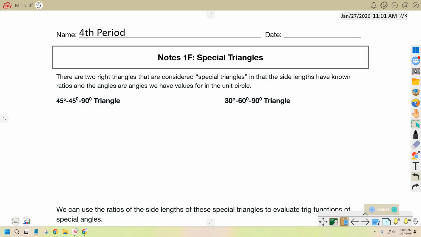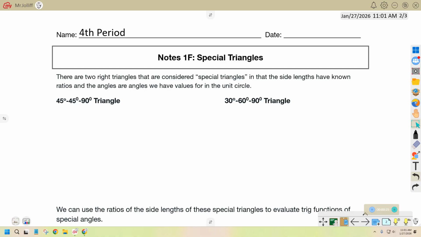Okay, so there are two that you should know for trig class, and we typically label them by their angles: 45, 45, 90, and 30, 60, 90. Two things you should notice about both. One, they are both right triangles. Yeah, they both have a 90-degree angle somewhere in them.